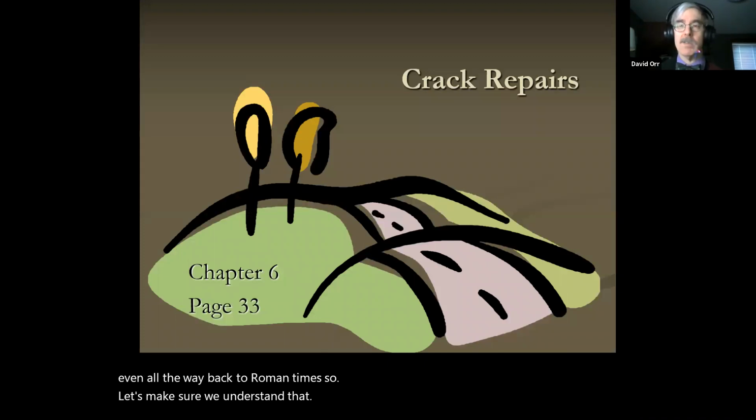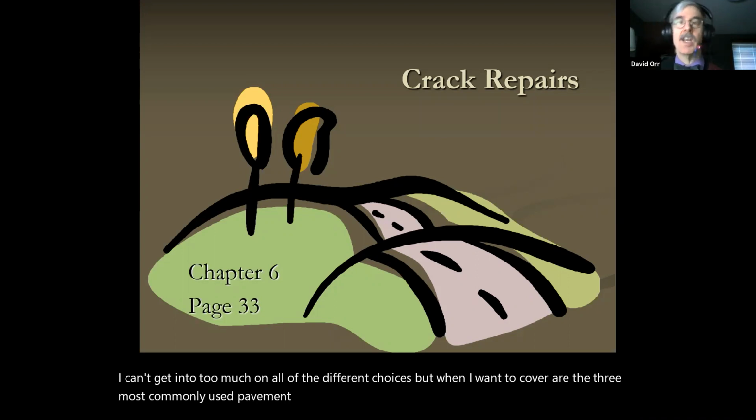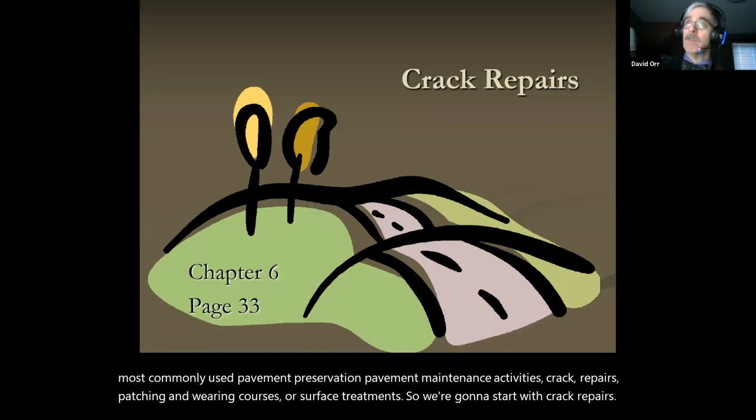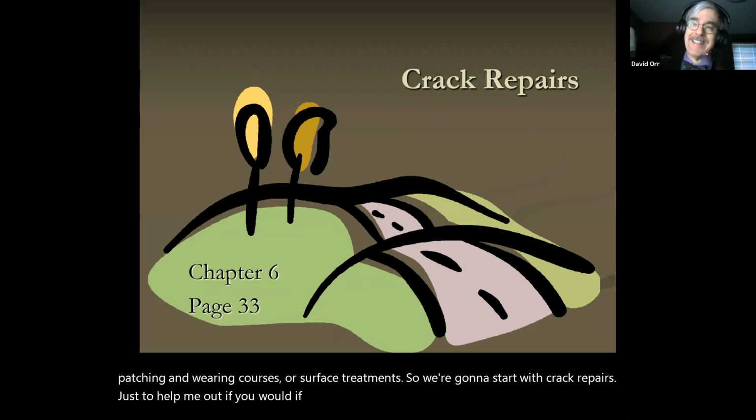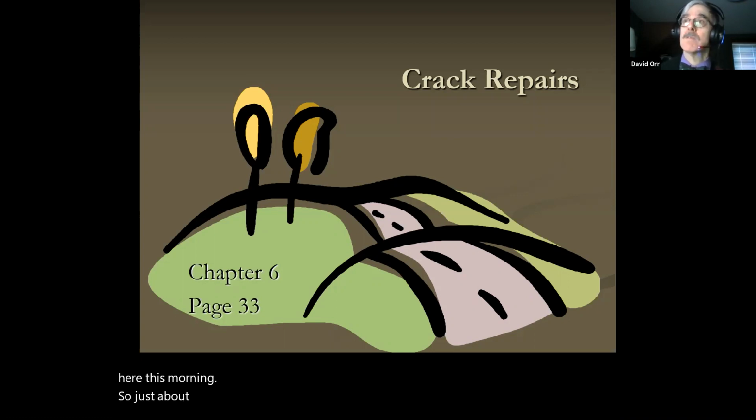Now, again, in 1 hour, I can't get into too much on all of the different choices, but what I want to cover are the 3 most commonly used pavement preservation, pavement maintenance activities: crack repairs, patching, and wearing courses or surface treatments. So we're going to start with crack repairs. Just to help me out, if you use crack repairs today, raise your hand. So let's see how many of the 25 or so, or 23 of you that are on here this morning. So just about half of you, okay?